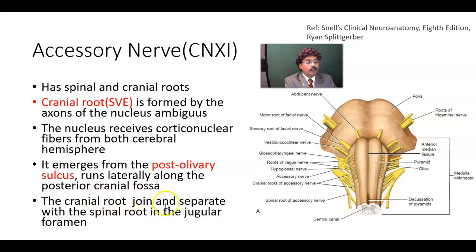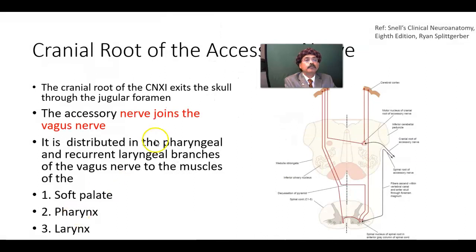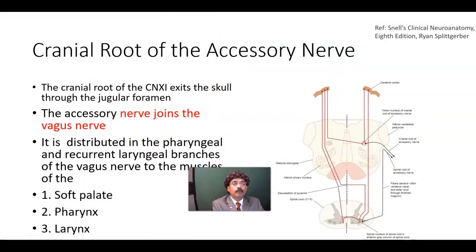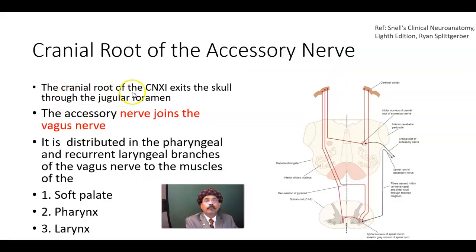The cranial root joins and separates from the spinal root in the jugular foramen. It joins, then it splits, it separates out from the spinal root in the jugular foramen. So if you look at the cranial root of the accessory nerve, here we are seeing the cranial root of the accessory nerve exits the skull through the jugular foramen.